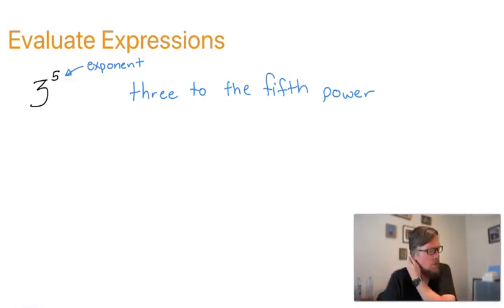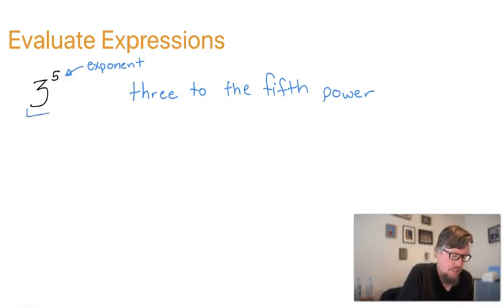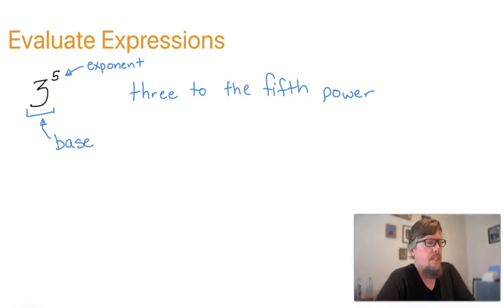And then you may not know what this big digit is, the 3. We don't use this word a lot. It's called the base. So this has a base of 3 and an exponent of 5, and the way that we read it is 3 to the 5th power. Okay, so what is 3 to the 5th power asking us to do?